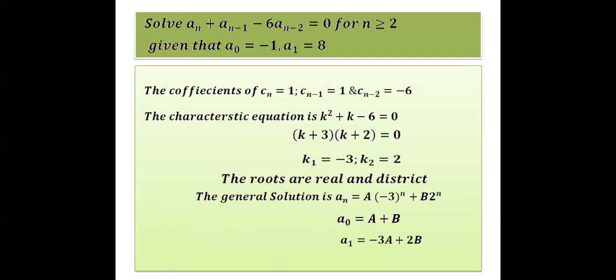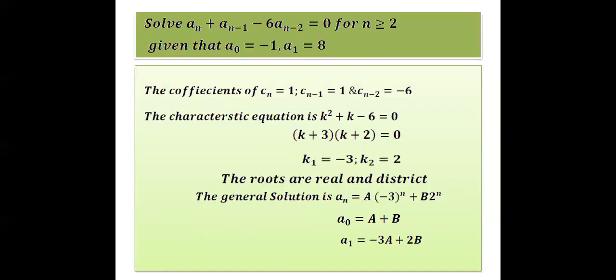Just find the roots. The roots are real and distinct: 2 and -3. Therefore the general solution is a_n = A (-3)^n + B 2^n. The conditions are already given: a_0 = -1 and a_1 = 8. Using these two conditions, we can find the values of capital A and capital B.